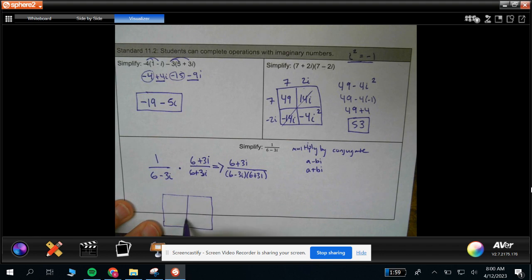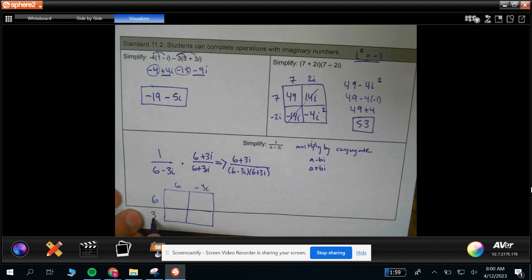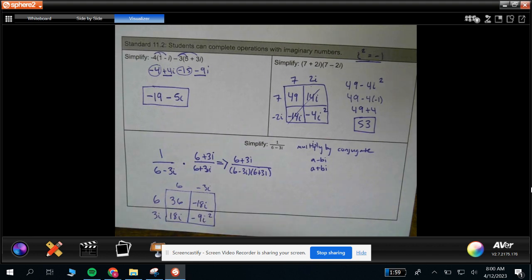Can use that piece right there as our area model. So we got 6 minus 3i and 6 plus 3i. 6 times 6 is 36. Negative 3i times 6 is negative 18i. 3i times 6 is 18i. 3i times negative 3i is negative 9i squared. What does that simplify to?